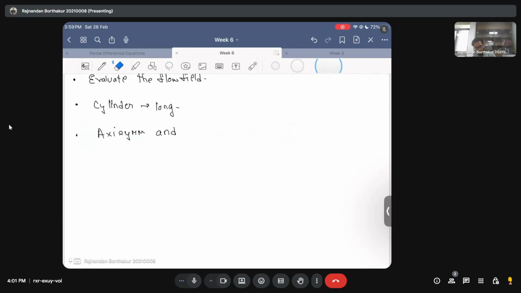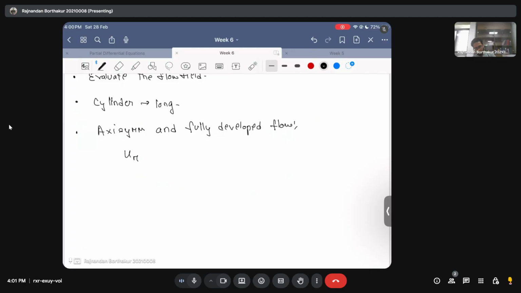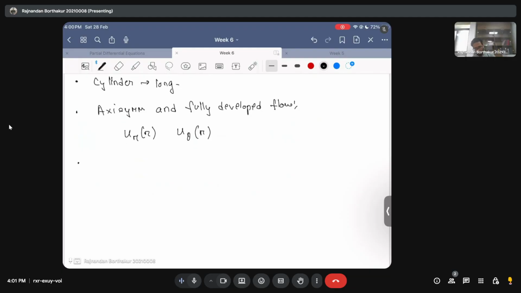And maybe I'll also write it down. So axisymmetric and fully developed flow, which means that the variables, ur and u theta, are just going to be functions of the radial coordinate only. And we'll also assume that the flow field is bounded. I mean, it's not an assumption, it's a consequence already. So the flow field is bounded.